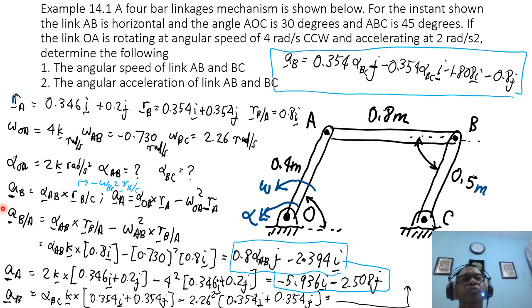What we need to do now, after we have these three boxes, the acceleration of A, the acceleration of B, and the acceleration of B relative to A, is combine them in a long equation in the next slide.